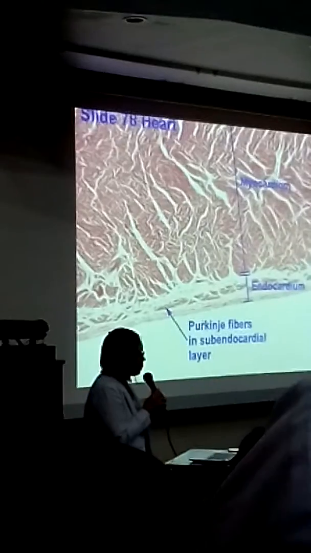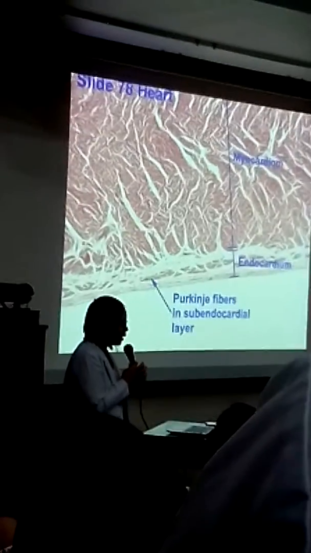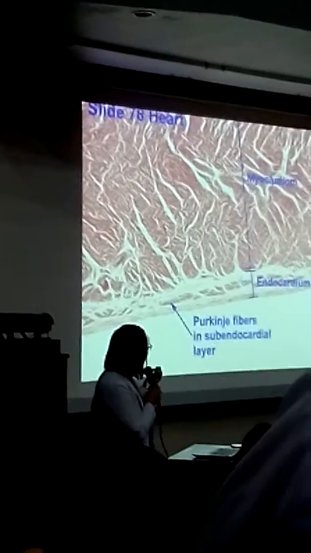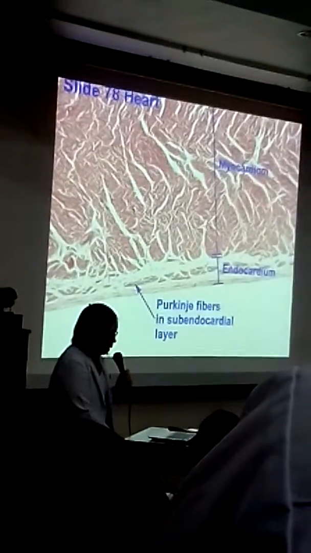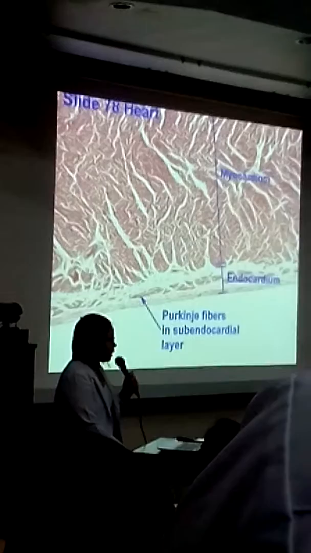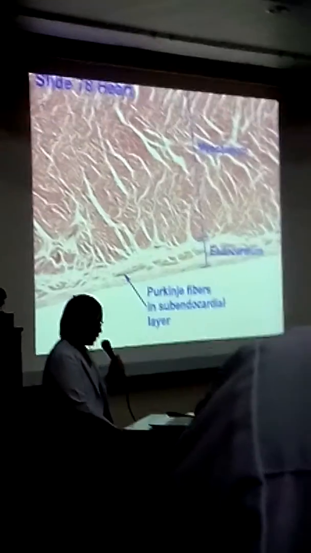And the epicardium, or the visceral layer of your serous pericardium, is a single mesothelial layer. It's not visible in this slide. So at the area of the great vessels, the epicardium is reflected back, thus forming your parietal layer of serous pericardium.